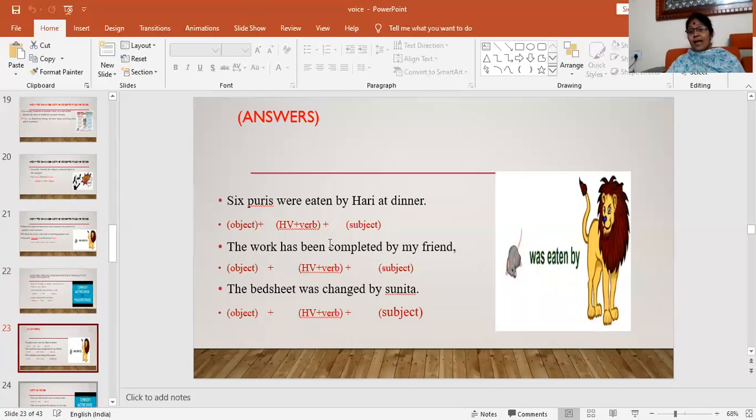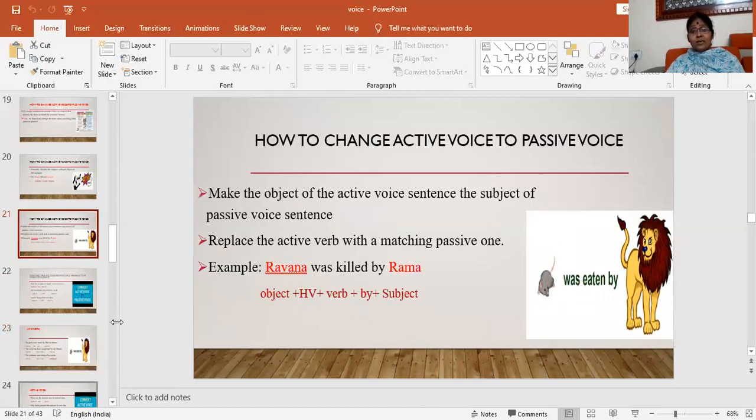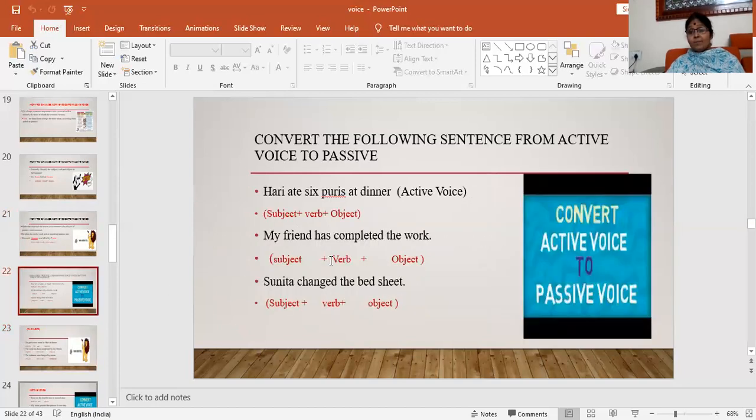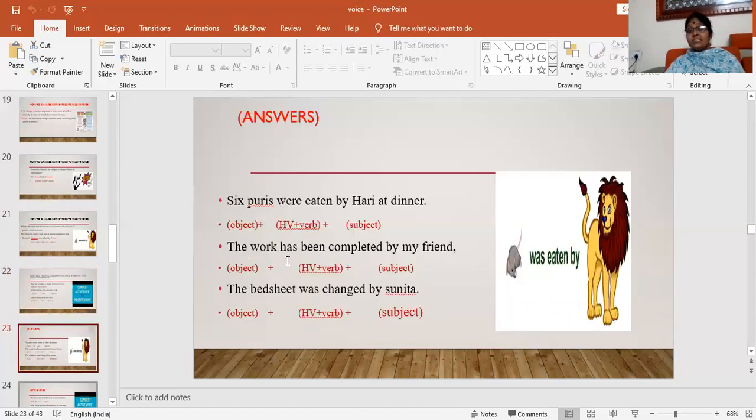The work has been completed by my friend. See, we made a necessary change. We brought our object here, we brought our subject here. And with the verb, what did we do? Here, look at this. Here, the verb is has completed. Now, when it has been changed, it changed into has been completed. So, the necessary changes, what has to be done, we made it over here.